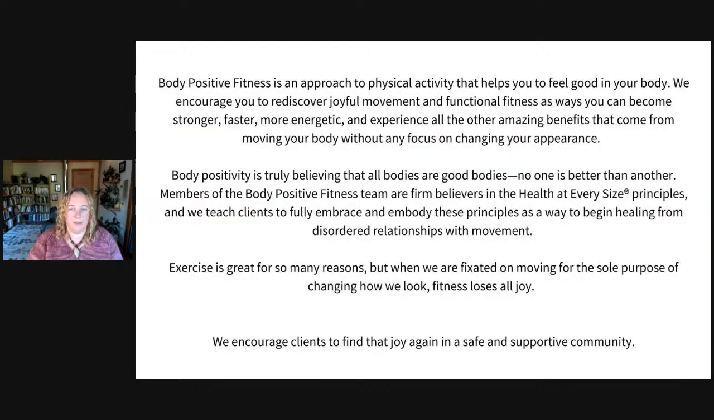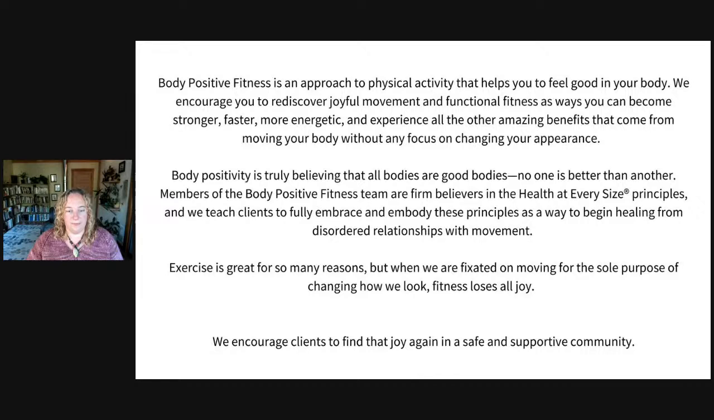Just a super fun organization. Oh yeah, I have their call to action there. This is from their site. Body positive fitness is an approach to physical activity that helps you to feel good in your body. We encourage you to rediscover joyful movement and functional fitness as ways you can become stronger, faster, more energetic, and experience all the other amazing benefits that come from moving your body without any focus on changing your appearance. So, again, I was mentioning if we have these ideas about changing our appearance, if that doesn't happen immediately, sometimes that can be a discouragement and then we drop it. This really is more about a way of life.